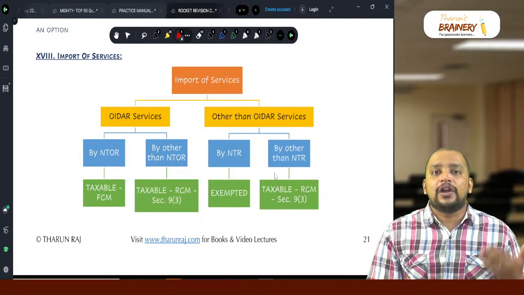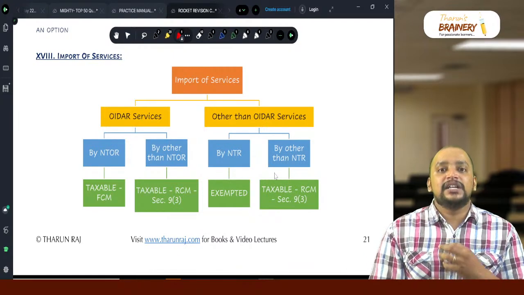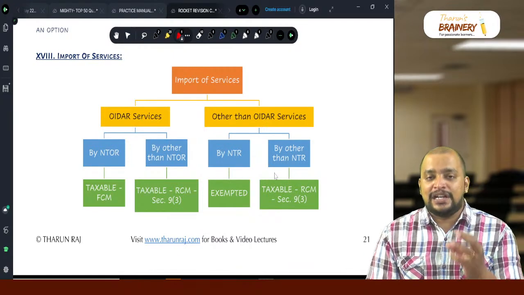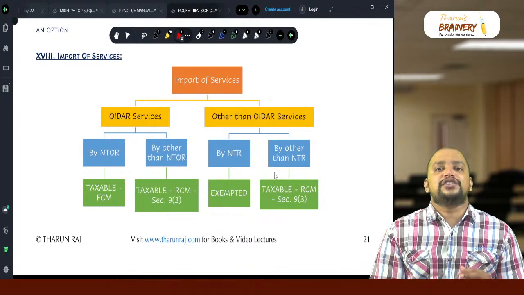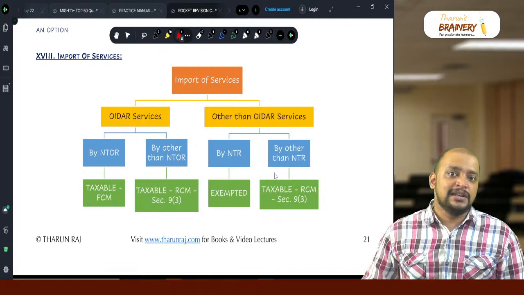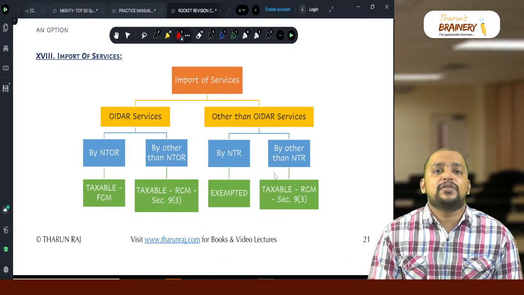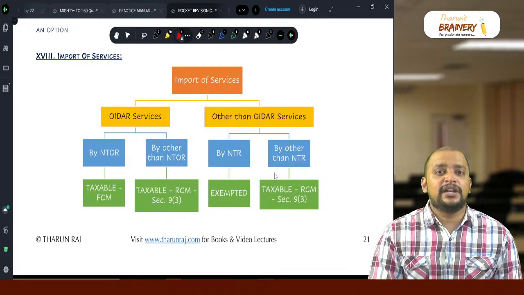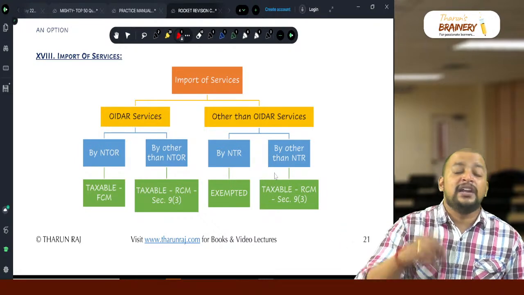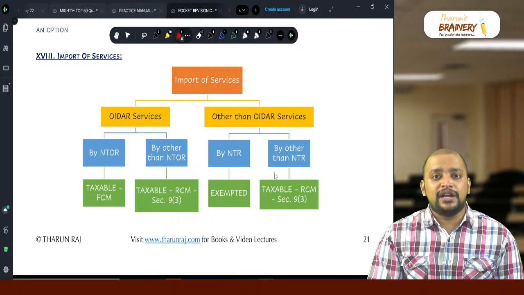OIDR refers to online information database access and retrieval services. That is, whenever the service is mediated through the internet and it is automated, it is known as OIDR services. For example, right now I am taking classes and you are watching the classes. So will this live class come under OIDR? No, it will not come under OIDR. Even though the internet is required, it is not automated. So it is live, and therefore it will not come under OIDR.